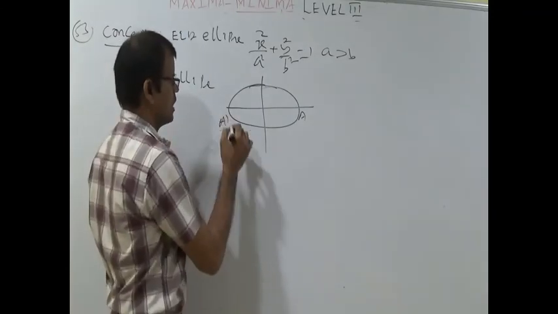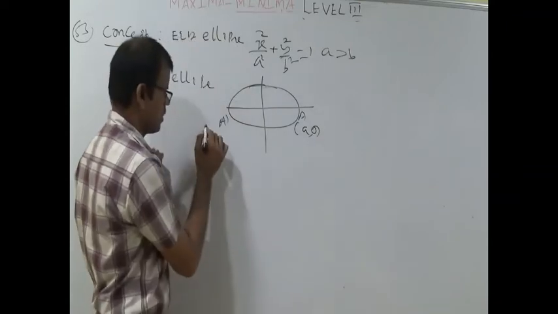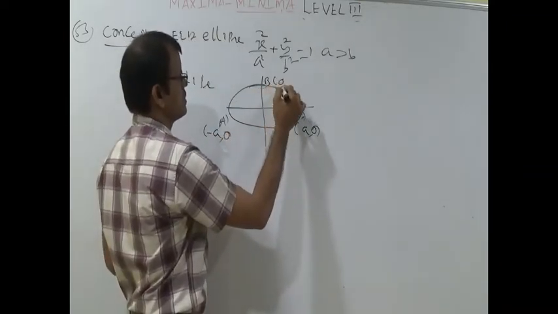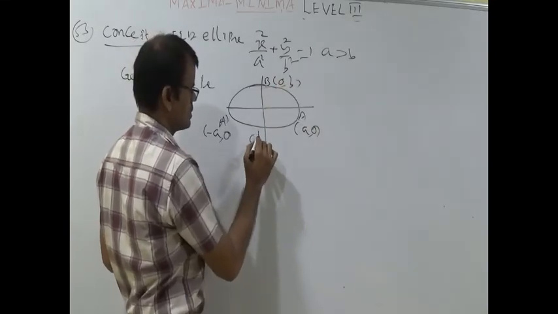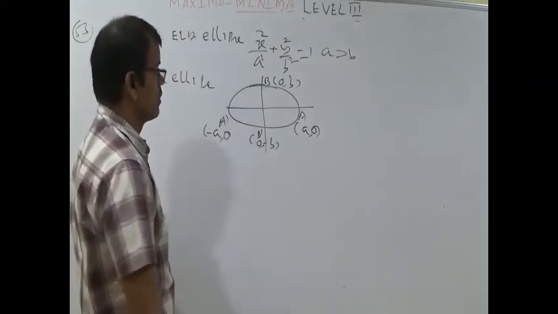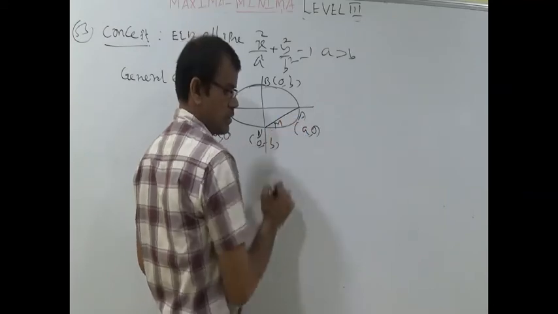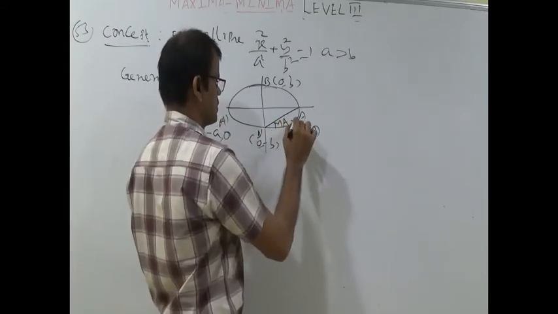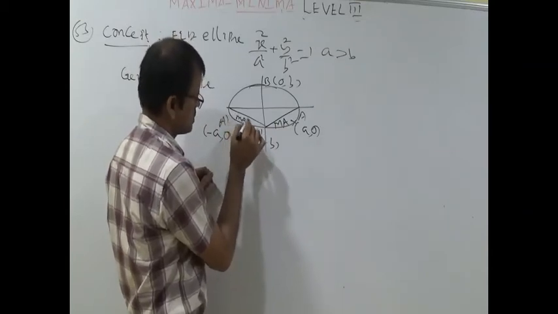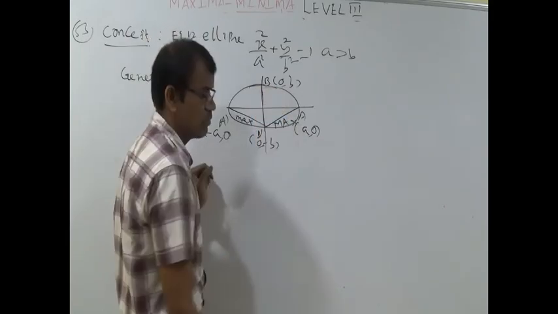Here A and A dash are there. These are called vertices: A comma 0, and here minus A comma 0. This is 0 comma B, and this is B dash, 0 comma minus B. This distance is always the maximum distance. Otherwise, this is not the maximum, only the minimum.